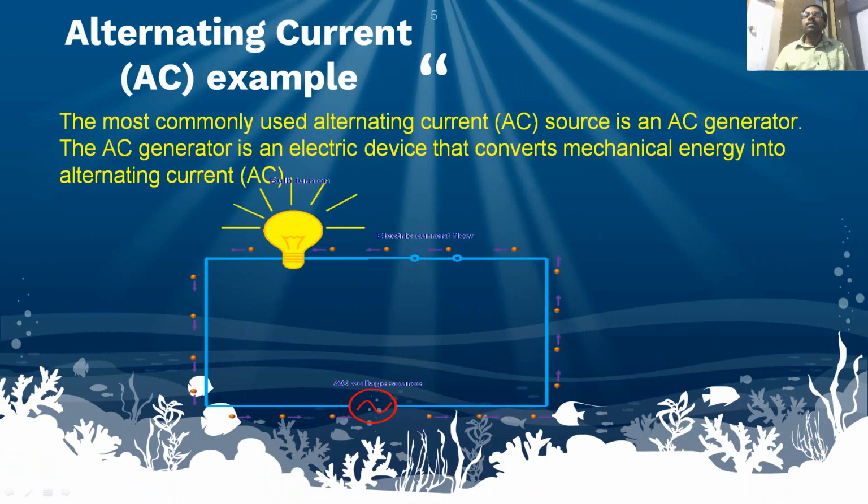So how is this AC current or AC voltage generated? Okay, because the most commonly used alternating current source is an AC generator. We call it an alternator. Okay, an alternator is the electrical machine which is generating the alternating current. Okay, so that converts mechanical energy into electrical energy. AC generator, okay, or alternator. Fine. So look at this. This lab is powered by AC voltage source.